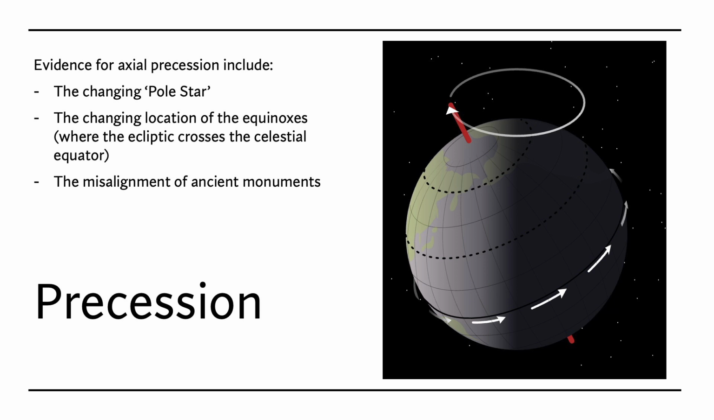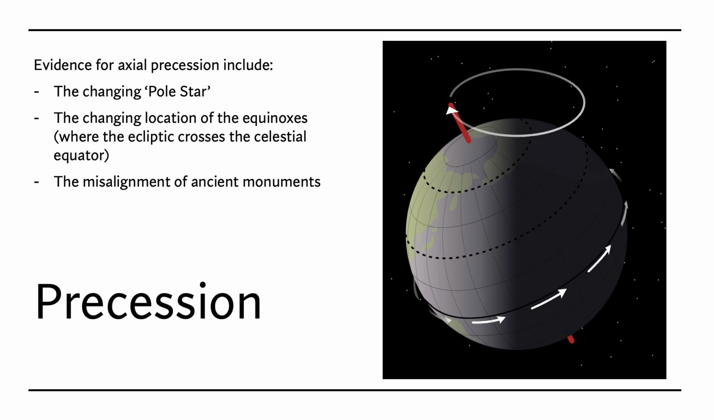This is also the changing location of the equinoxes. This is where the ecliptic, or the Earth's path around the celestial sphere, crosses the celestial equator. These are moving slowly westward, so that the first point of Aries, which is the point where the celestial equator and the ecliptic meet, is no longer in Aries, but is actually in Pisces and is heading towards Aquarius.